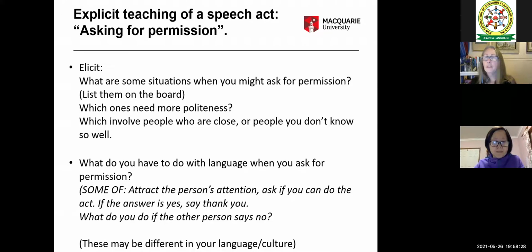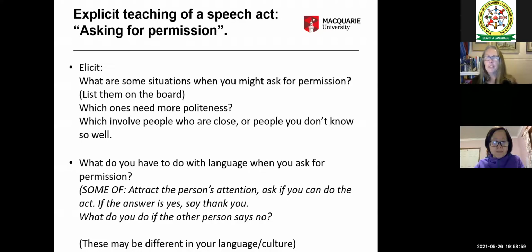If they've got good fluency in the community language, you may be doing all of this in the community language, or you might be doing some of it in English. Those of you who went to our session last year on translanguaging, you know that you can move a little bit between languages. So think about which ones need to be more polite, which ones involve people who are close or people that you don't know so well. And then what do you have to do with language when you ask for permission?